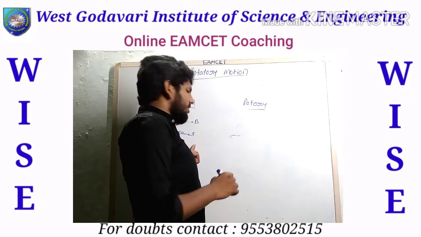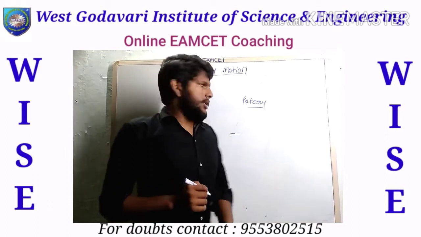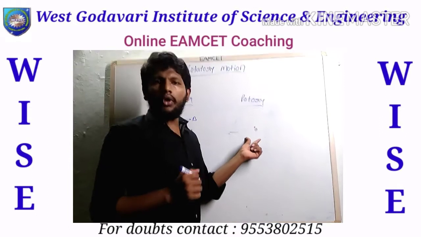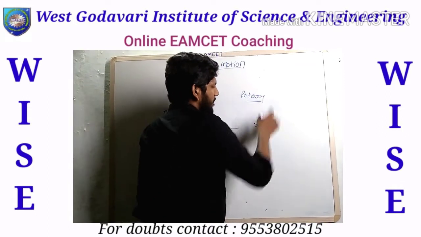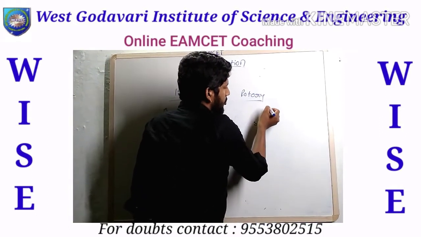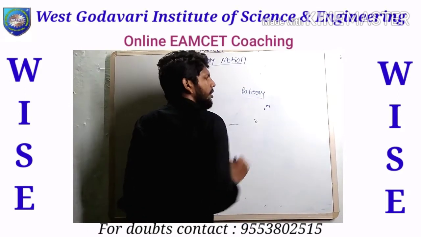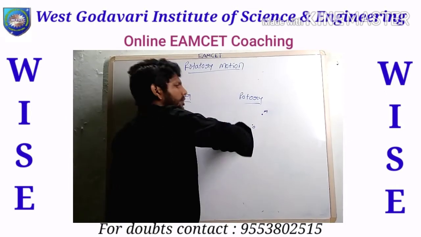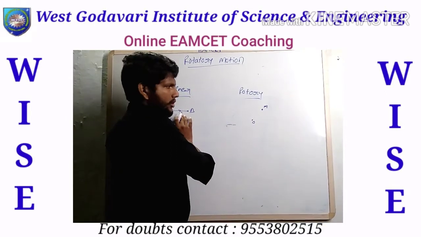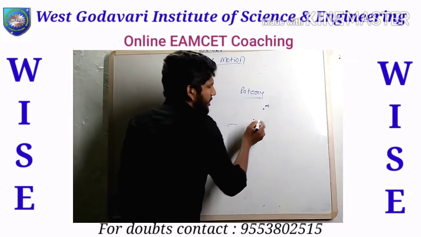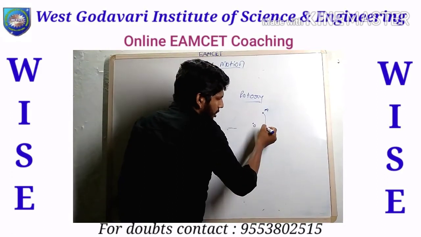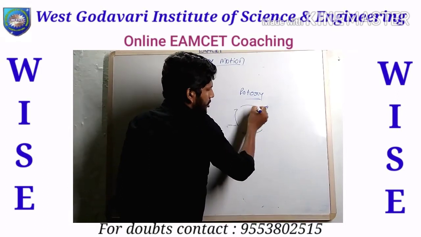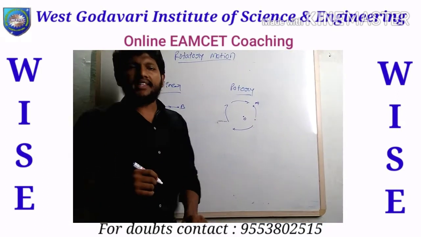So how is it in rotary type of motion? Take a point O. There is a point O, and about that point there is a particle, which is known as A, and which turns about O. So there is no movement from A to B, but here A is going to turn about the axis O.